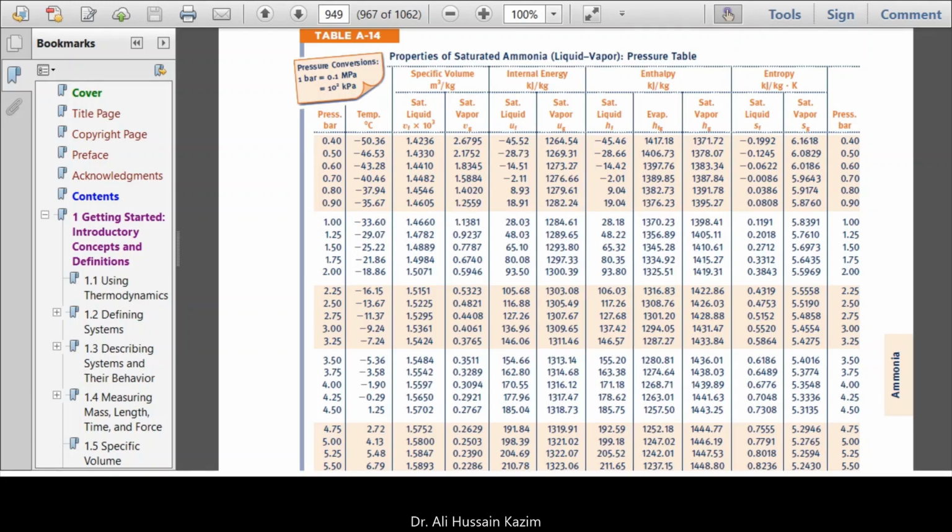Now in this class, we further tried to find out properties, and we moved from the properties of water and found properties of ammonia and refrigerant R22.